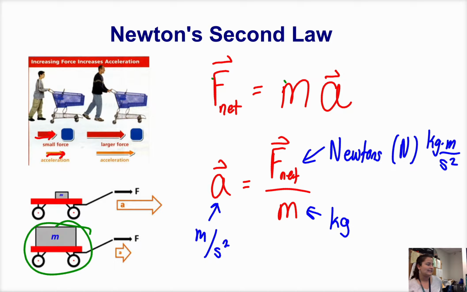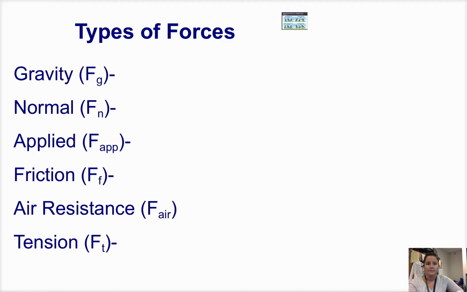So, let's look at some of the forces that might be acting on our object. One of the forces that acts on a lot of objects, like this pen I have right here, it fell down because of gravity. Gravity is a downward force. And there is actually an equation to find the force of gravity.